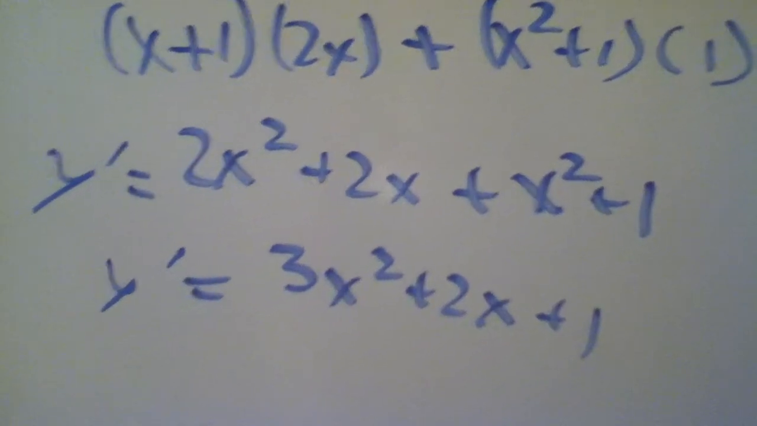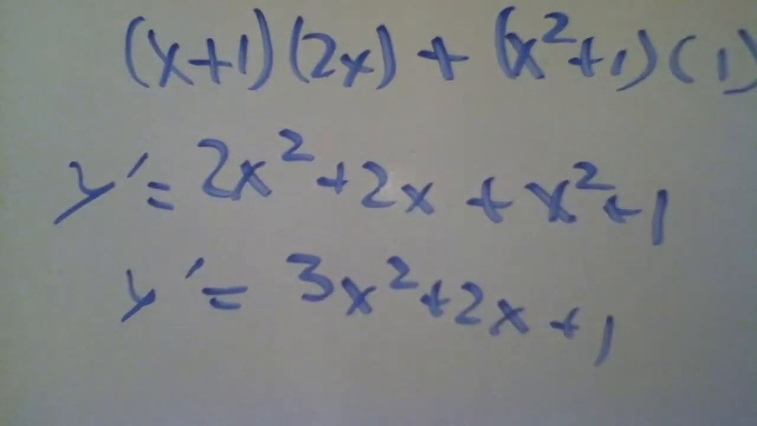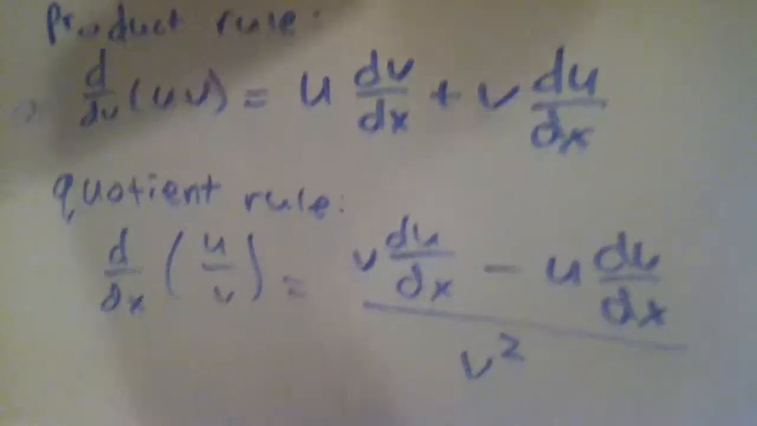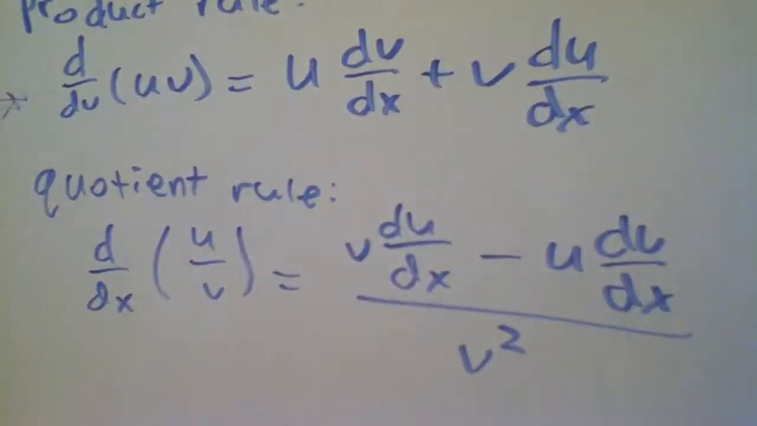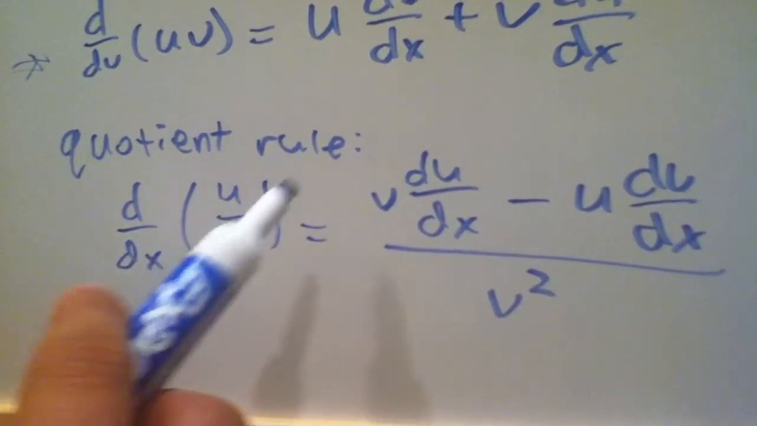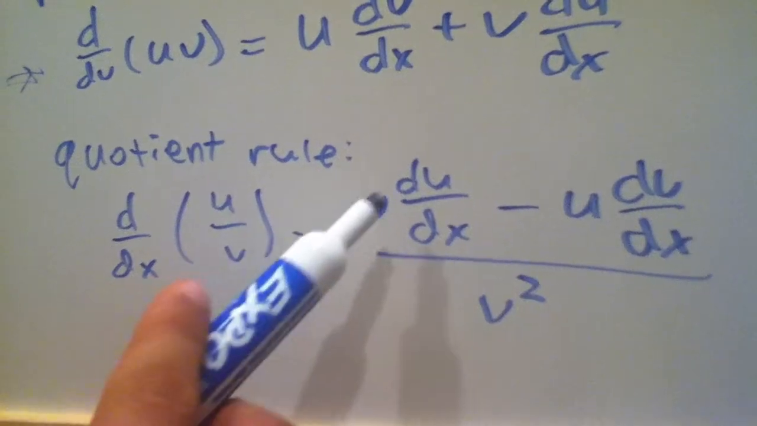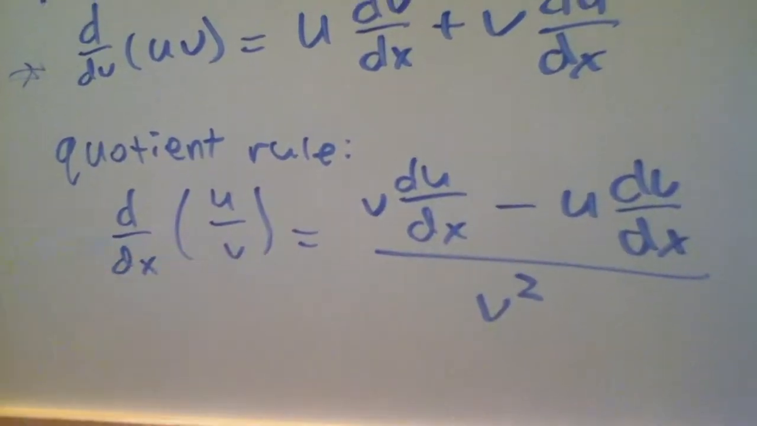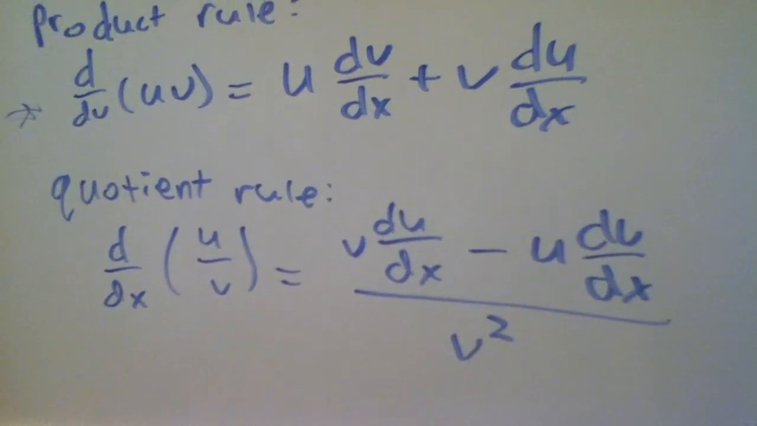Right there. And now we're going to do one final example. This will be to do with the quotient rule. So again, quickly to review the quotient rule, it is just v times the derivative of u minus u times the derivative of v, all over v squared.